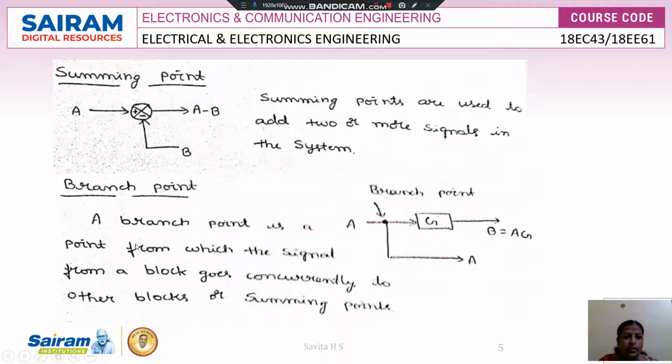Next is the branch point. A branch point is a point from which the signal from a block goes concurrently to other blocks or summing points. In the diagram you can see this is the branch point. Now we have taken the block here. The input is A, the output of this block is B equal to A into G, and from the same branch point we have taken one more line, the output of which is also A.